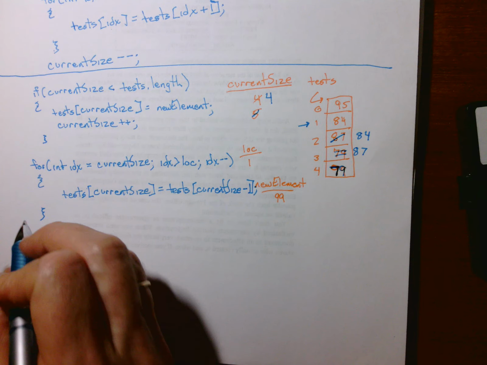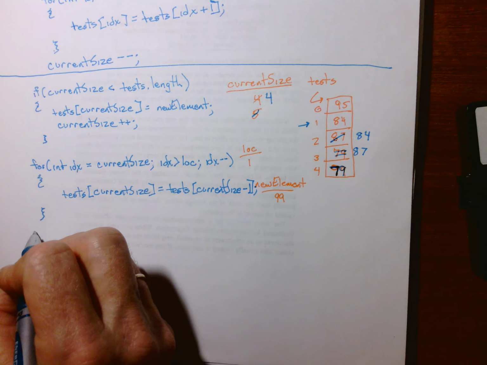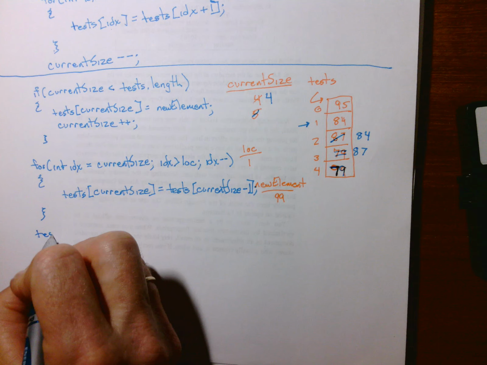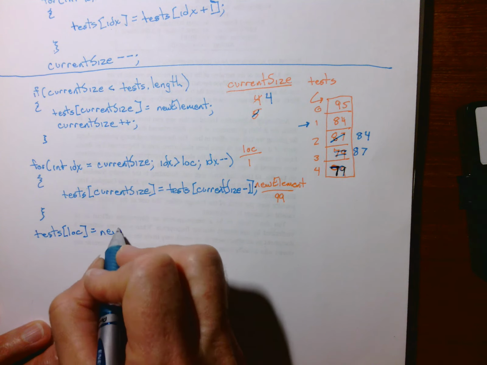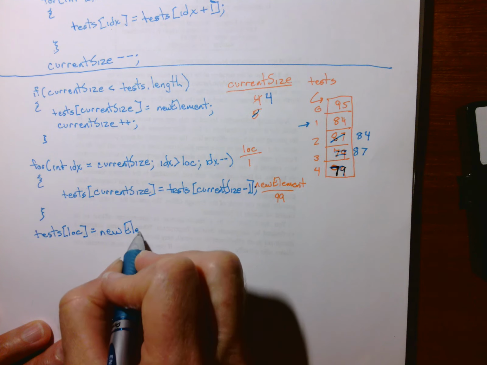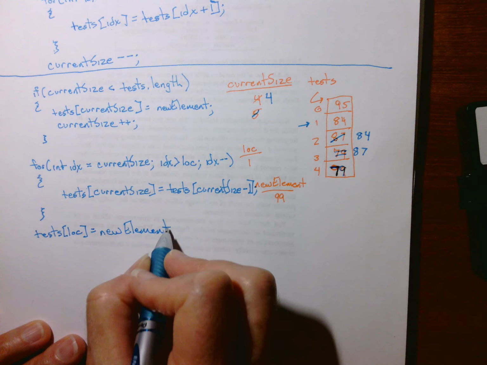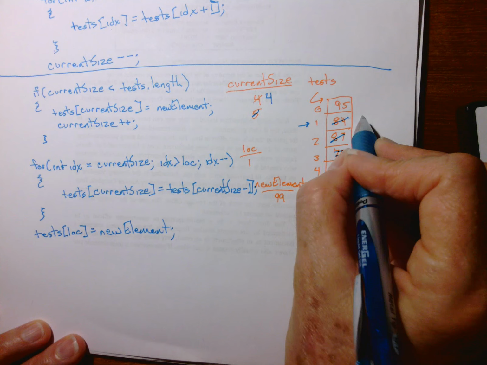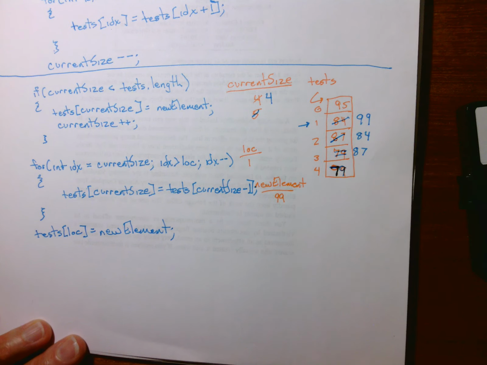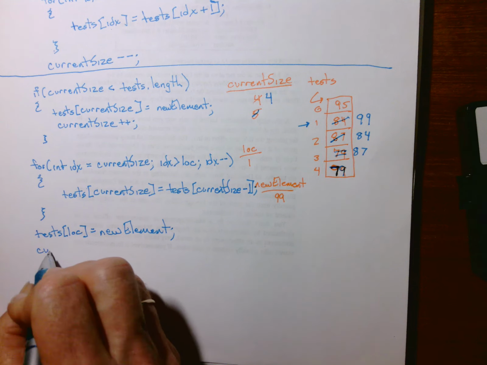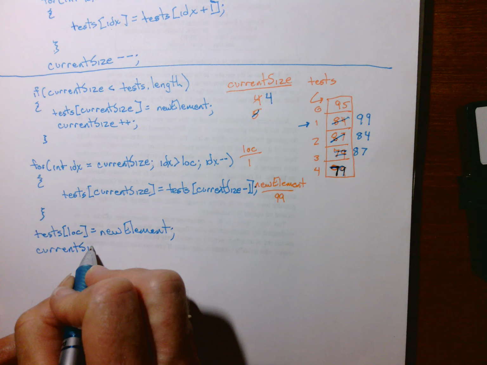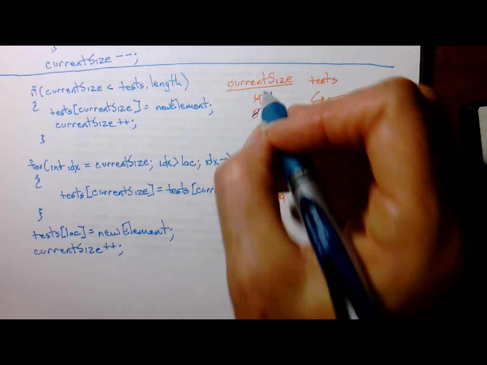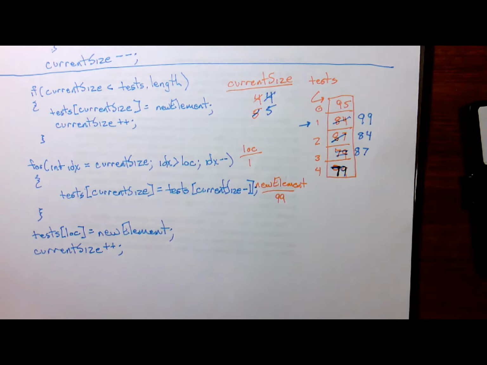So I'm done. And then I set tests sub LOC equal to that new element I wanted to insert. Once I've scooted everything else out of the way, I've made room to put my new element in there. The last thing that I need to do is update current size, because I've now changed the size of my array. Not really. I've changed the number of elements that I'm using in my array.